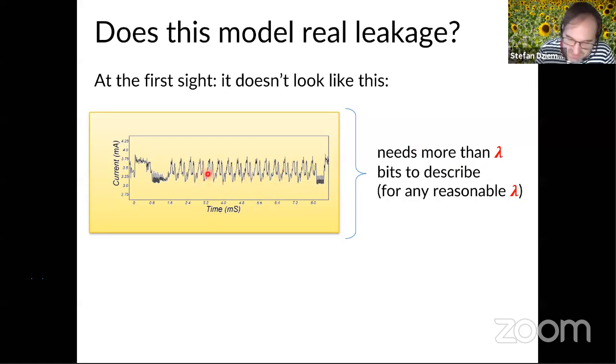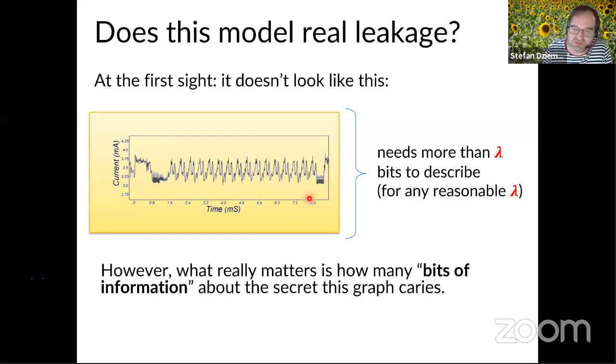But then you can ask, what does it mean that there are some bits on the graph? Maybe you can compress it somehow. So effectively, what really matters is not how many bits there are in the leakage, because leakage is noisy, but how many bits of information about the secret key, or the secret that is on the device, are really carried in the graph.